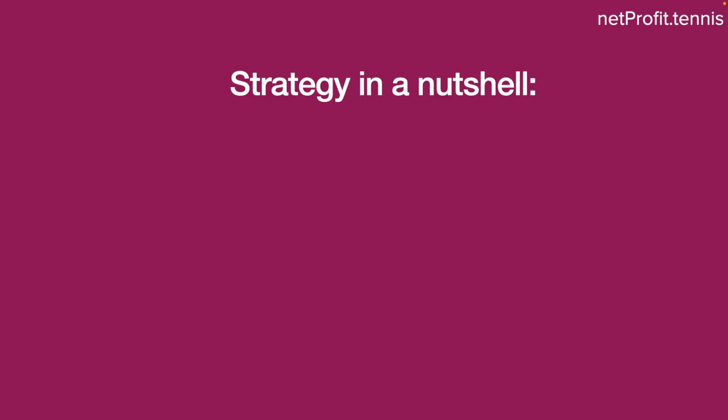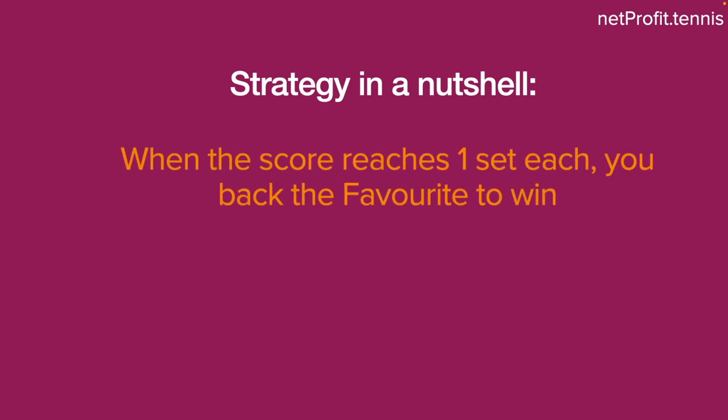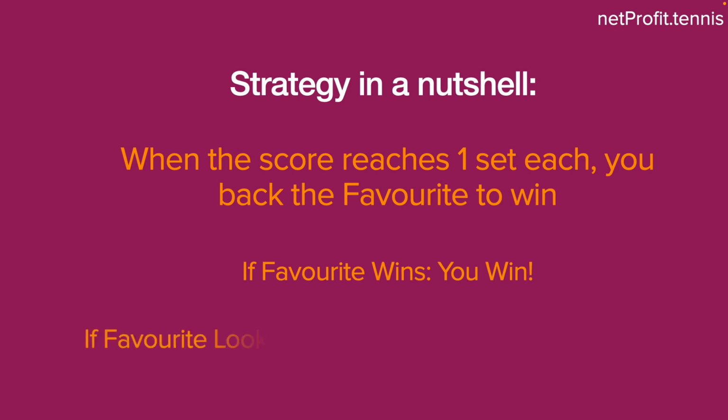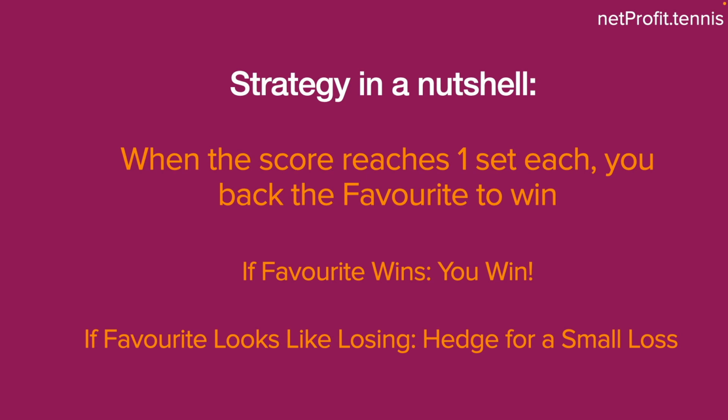So what is it? Let's understand it first. It's a nice easy peasy strategy. What we're saying is that when the score in a 3-set match, so we're not looking at 5-set matches here in the men's game, reaches 1 set all, you back the favourite to win. Why the favourite? Because overwhelmingly in all matches, the favourite wins most matches. And it follows that if the favourite goes on to win the 3rd set, then you win. And if the favourite looks like losing that set and therefore the match, you get out.